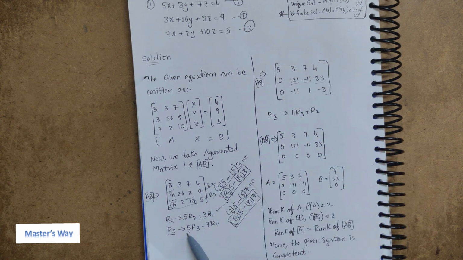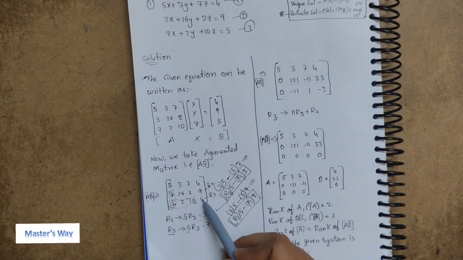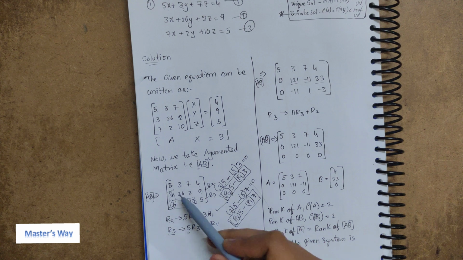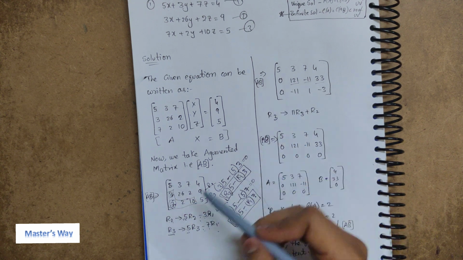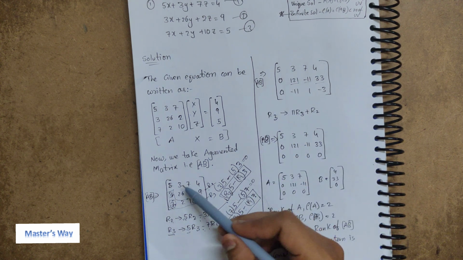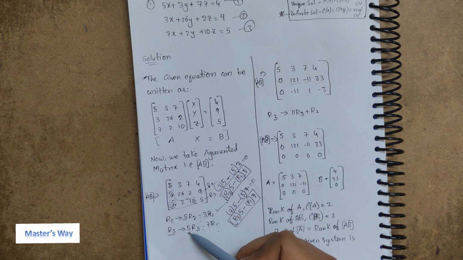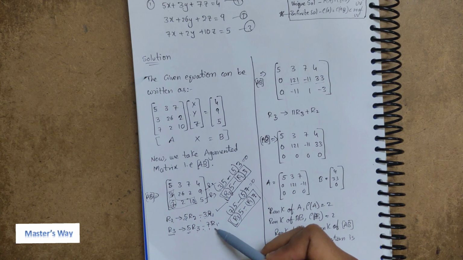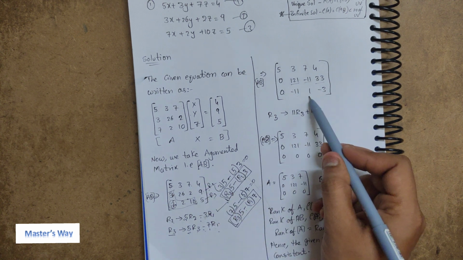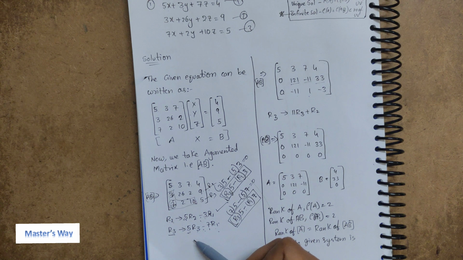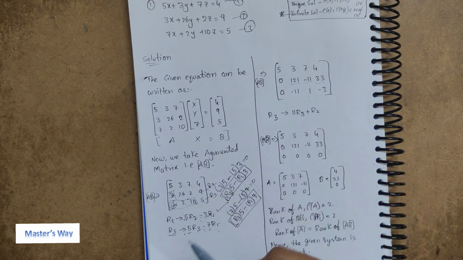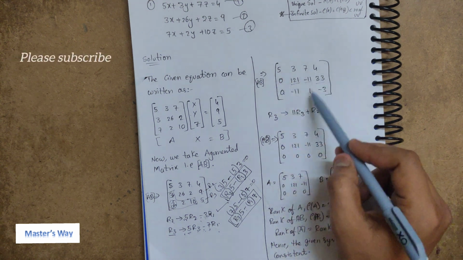So in a similar way we need to perform this operation for this. It's like 5 into 7 minus 7 into 5, 0. 5 into 2 minus 7 into 3, minus 11. 5 into 10 minus 7 into 7, we got 1. Next, 5 into 5 minus 7 into 4, we got minus 3. So in this way we have transformed this matrix.